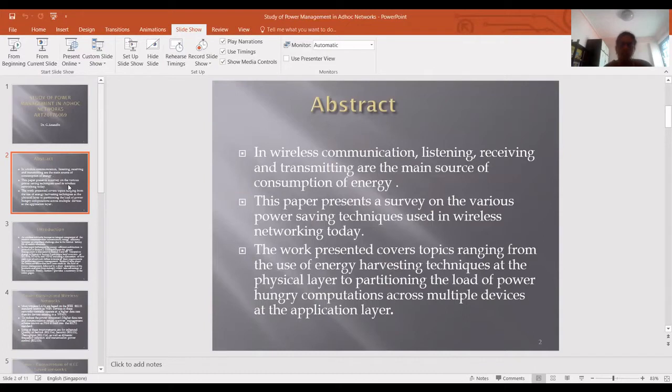In wireless communication, listening, receiving, and transmitting are the main sources of energy consumption. This paper presents a survey on the various power-saving techniques used in wireless networking today. The work presented covers topics ranging from the use of energy harvesting and techniques at the physical layer, to partitioning the load of power-hungry computations across multiple devices at the application layer. This work not only covers wireless LAN, wireless PAN, and wireless sensor networks, it also deals with the existing standards for performing power management in each of these networks.